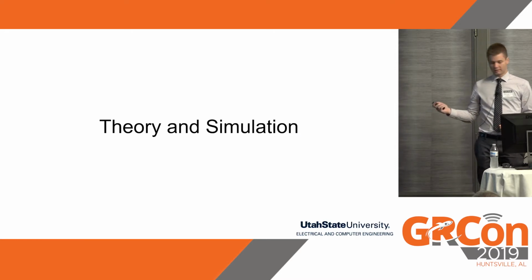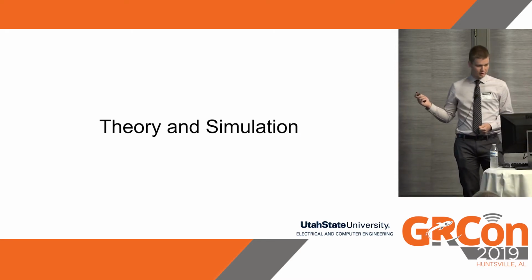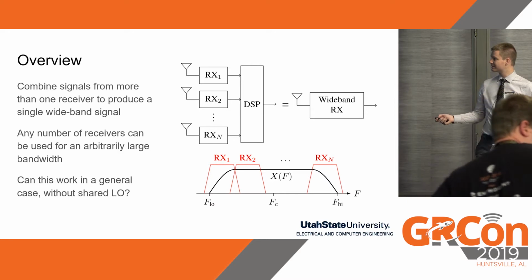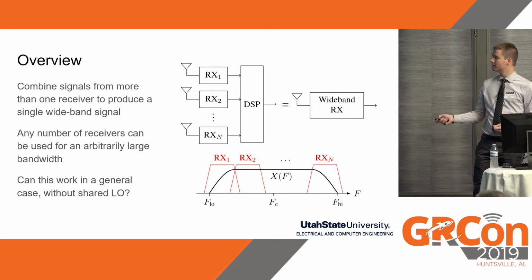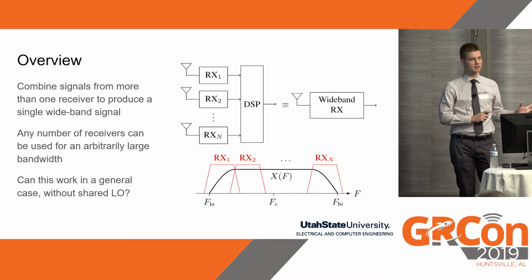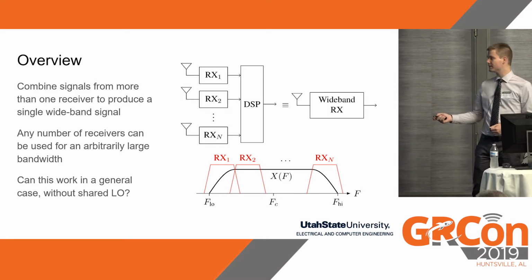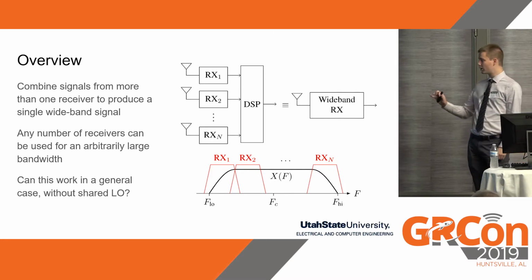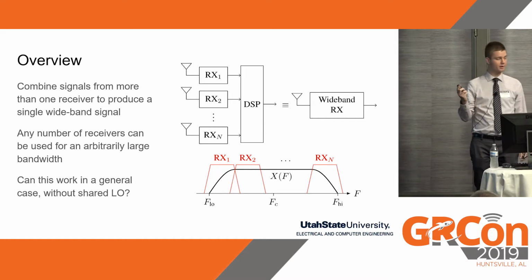So here's some of the theory behind it, some of the simulations that we did. Again, what we're trying to achieve is essentially get a single wideband receiver from multiple smaller receivers and some digital signal processing logic here. And it's not limited to 2. It could be any number of receivers, creating essentially an arbitrarily large bandwidth receiver. And this could also be turned around for the transmit side, which we'll talk about a little bit at the end.